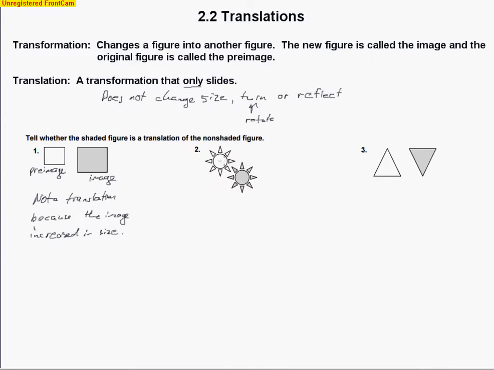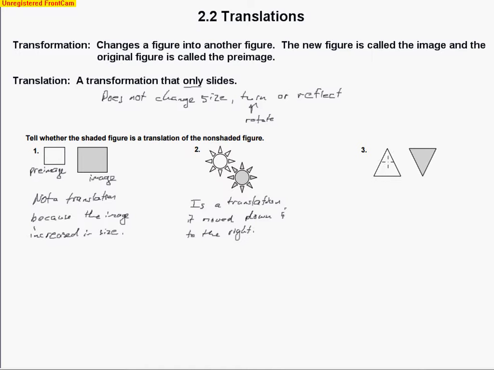So the next one, we see that this pre-image looks exactly like the image. And so all it did is it moved to a different location. So this is a translation. And we can say it moved down and to the right. And that's what we're going to be doing with translations, is we're going to be shifting these figures, and we're going to be talking about moving them up or down and then left and right.